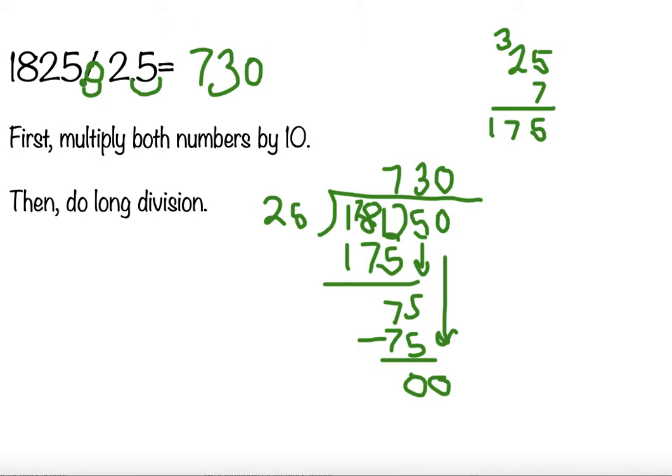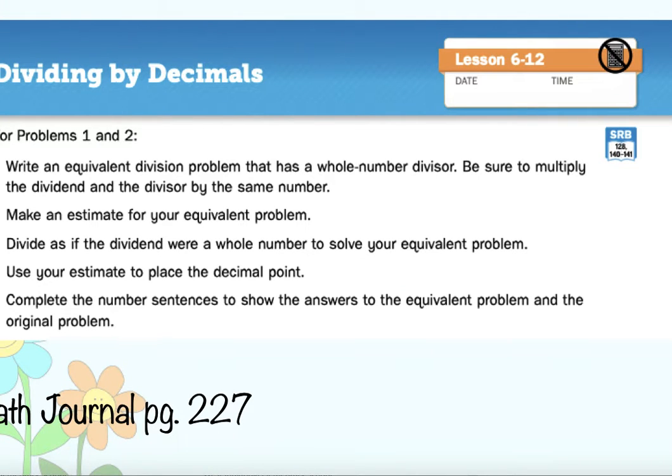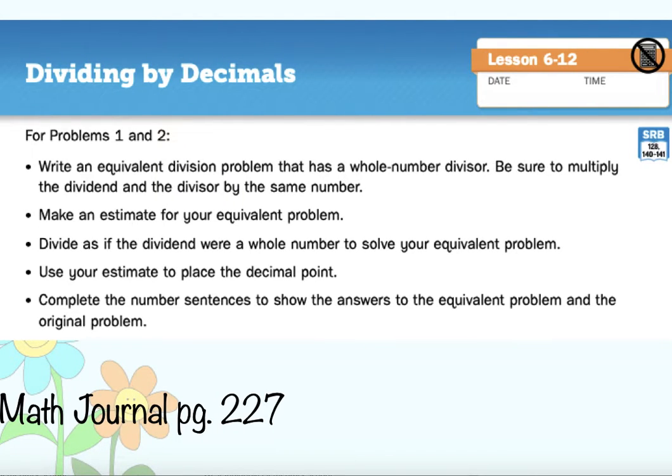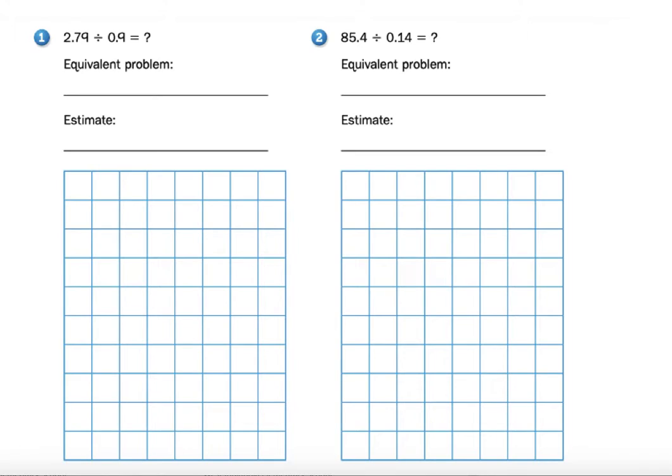All right. So today, for your math journal, we're going to go to page 227. And what you'll do is, first we're going to write an equivalent division problem. That's what we were just doing when we multiplied things by 10, so that we have a whole number divisor. And then we're going to make an estimate, and then we're going to solve it. Okay? So let's take a look at this first one.